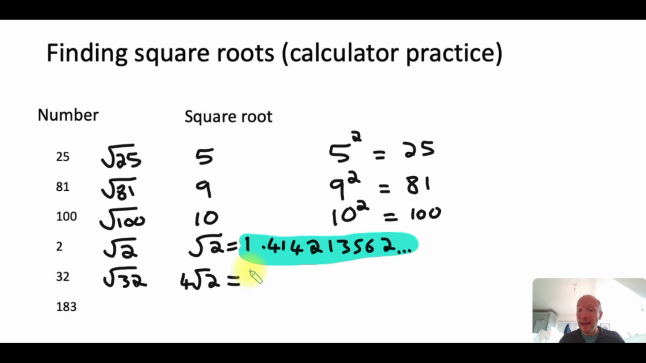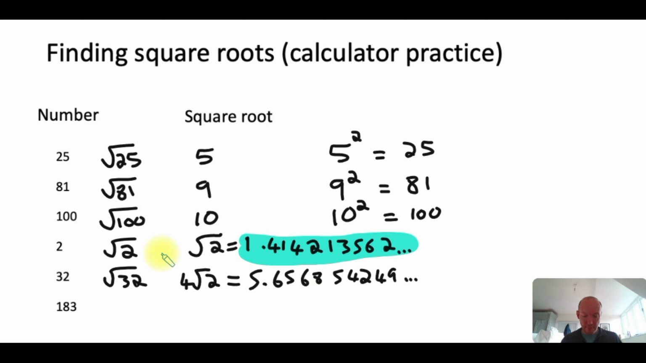Okay, so again, the SD button we saw on a previous slide, I'll click that and I get an answer of 5.6568542449. And again, it would keep going if the calculator had more capacity for longer displays. But you'll almost certainly be asked to round it to 1, 2, 3 decimal places, something like that.